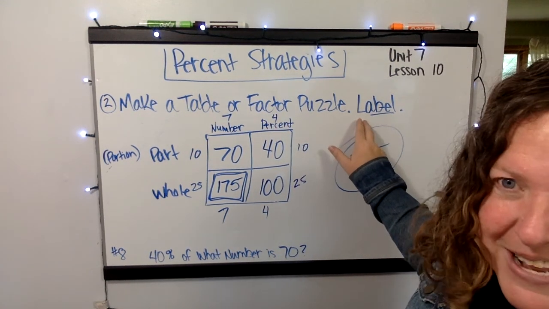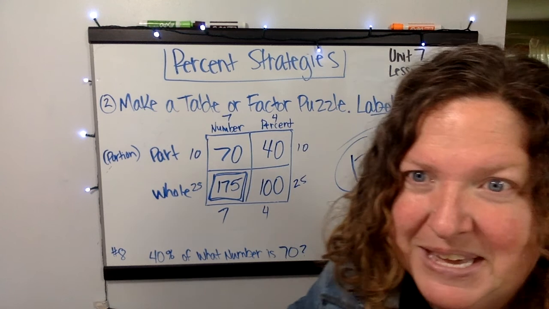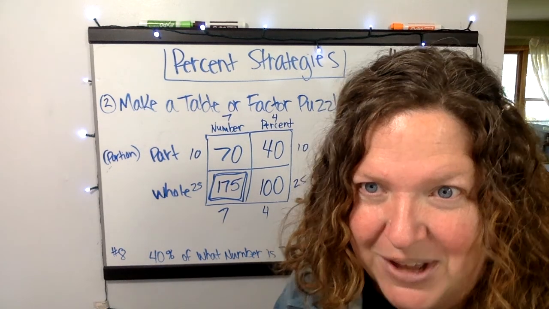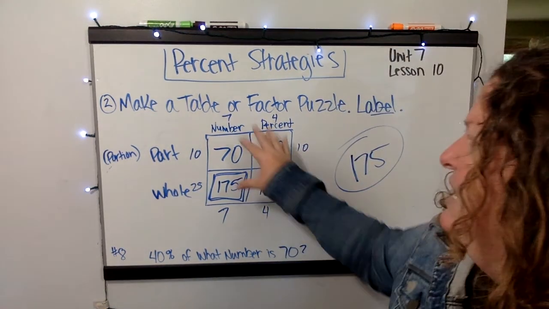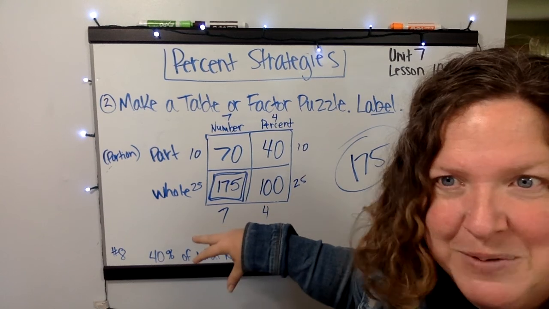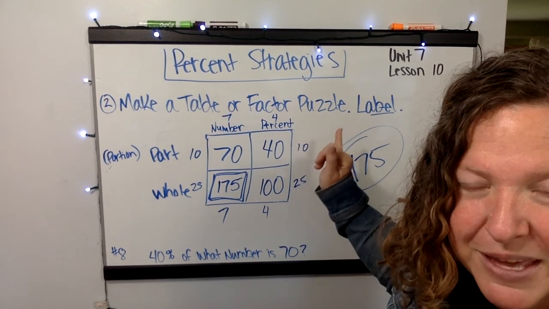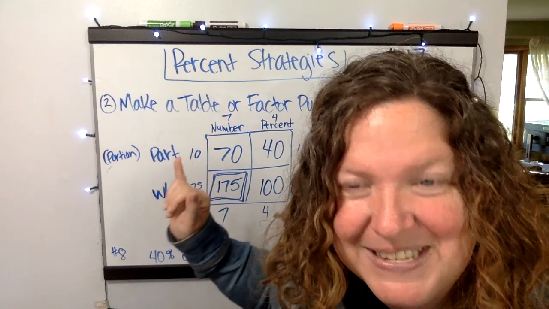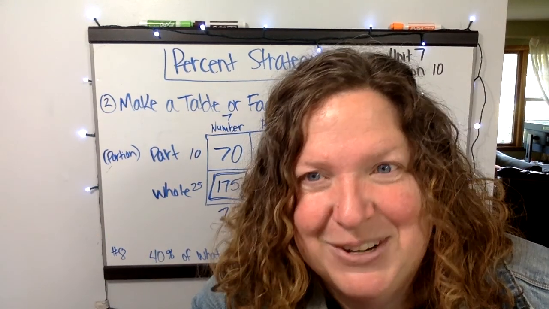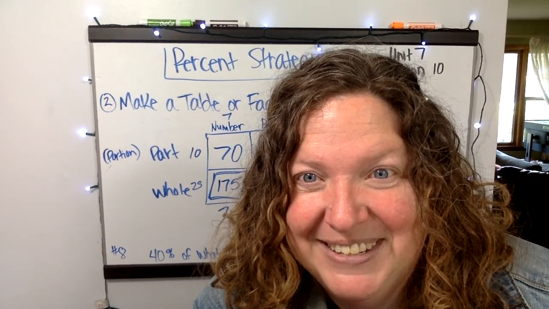So that's how to use a table or a factor puzzle, and that's why I put it right in the title of the strategy: labeling it helps us organize our thoughts. So that's really, really important. And then how you solve the factor puzzle, you can do that any way you want. But drawing it out and labeling it and putting it in the correct boxes helps you organize it. That's a great strategy. Let's go on to the next one.